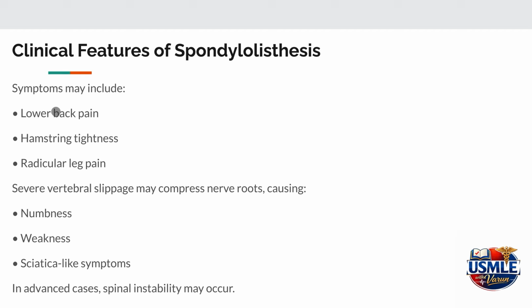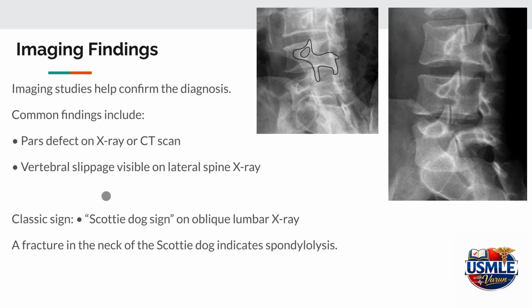Clinical features of spondylolisthesis include lower back pain, hamstring tightness, and radicular leg pain. Severe vertebral slippage may cause compression of the nerve roots, which causes numbness, weakness, and sciatica-like symptoms. In advanced cases, spinal instability may occur.